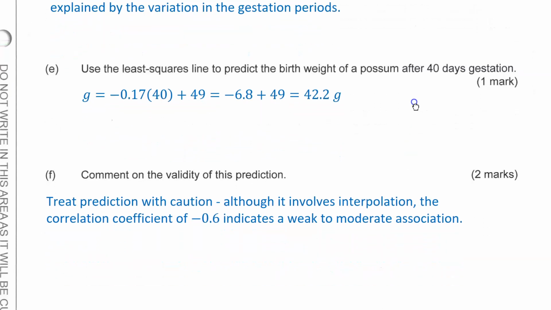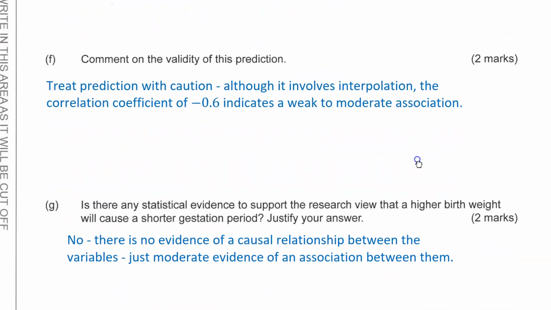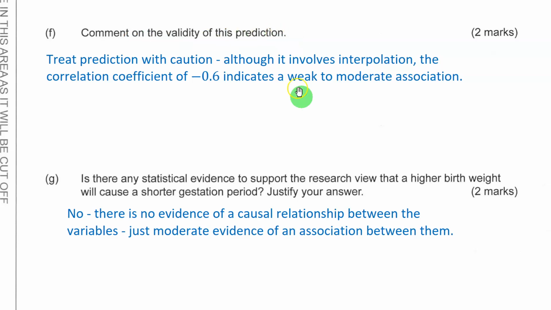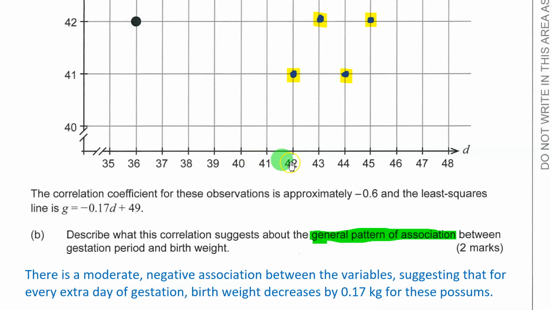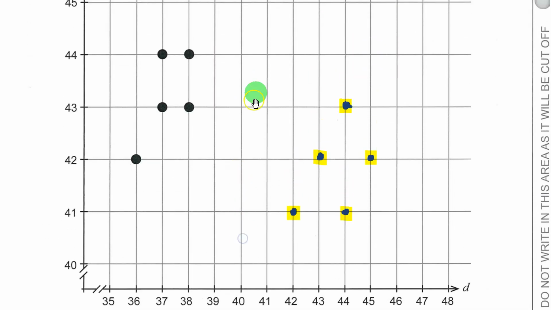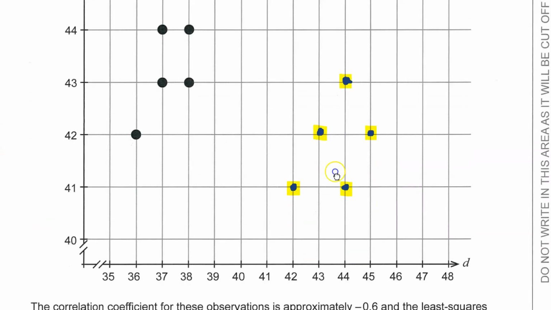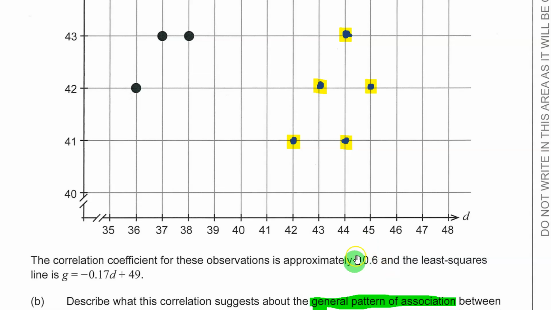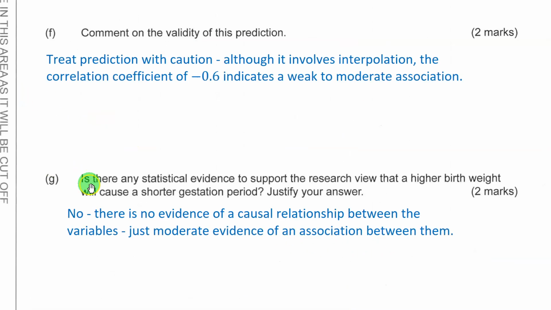So we carry on. Part F, we're asked to comment on the validity of our prediction. And if we just look back to the original set of data, this was for 40. So we can see that it's right smack bang in the middle of our data set. So it involves interpolation. But the correlation, where was it? Here it is. The correlation was very kind of iffy. It's only 0.6. So let's come back to this question. How valid is our prediction?